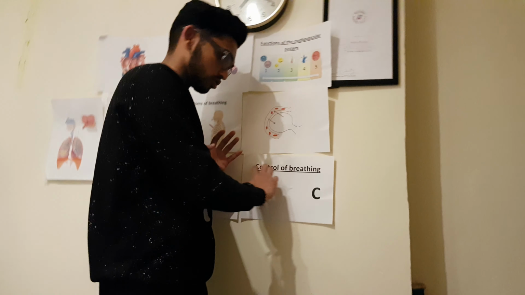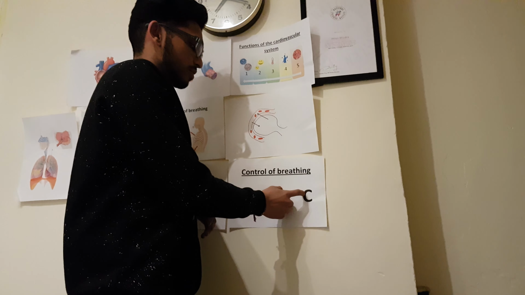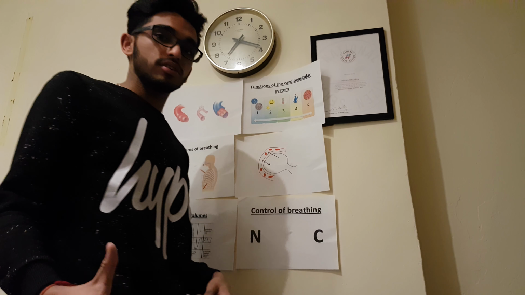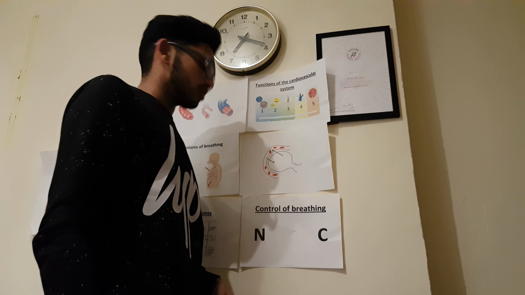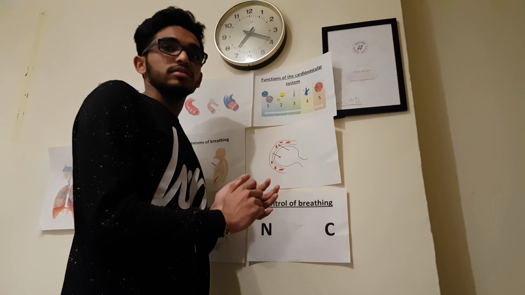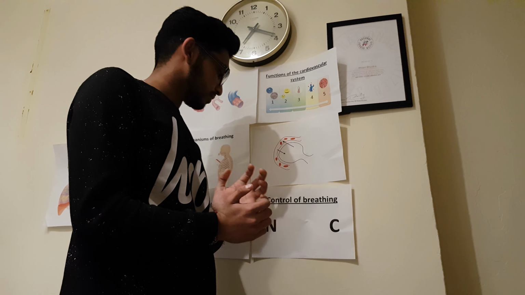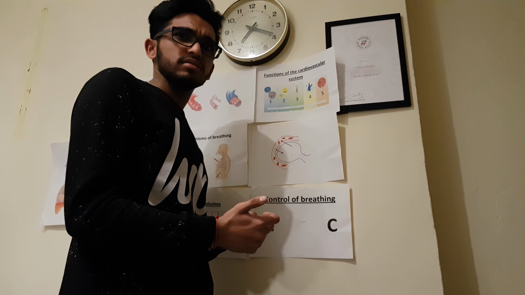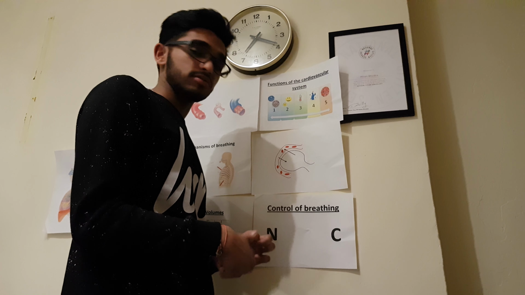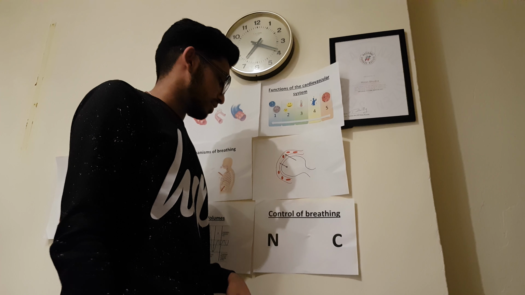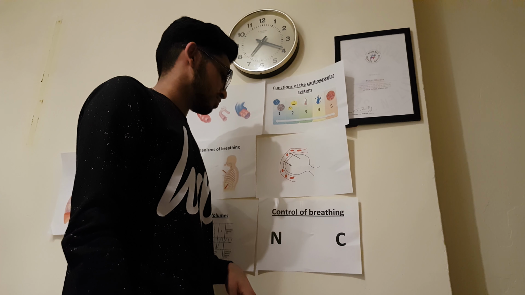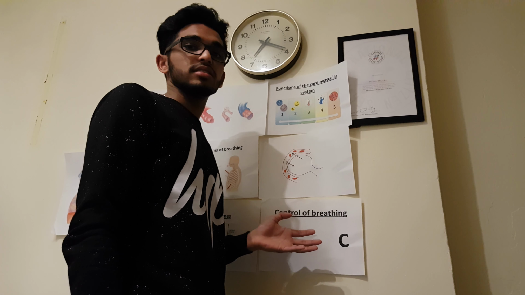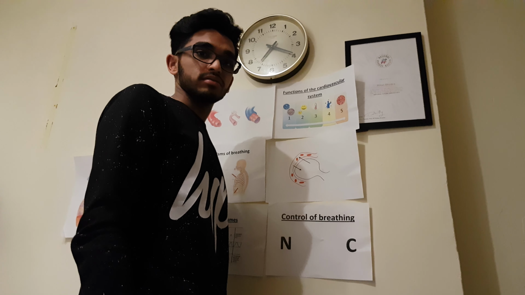And then you've got control of breathing, which is the last one. Your neurocontrol, chemical control. For neurocontrol, neurocenters are located in the medulla oblongata and the pons. In the medulla, a self-exciting inspiratory center, or pacemaker, is there. And then there is an expiratory center. What this does is the expiratory center inhibits the pacemaker, and this sets the rhythmic tone of our breathing. And then what the pons does is it smooths out our breathing rhythm.